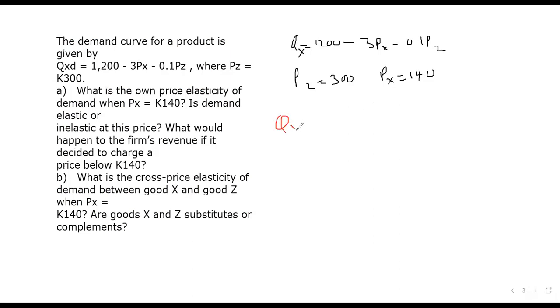You substitute the figures in the equation. Correct, to find the quantity first of all. All right. So here we're going to have 1,200 minus what? What is 140 times 3? 420. And minus what? 30. To start with, what is the relationship between good X and good Y, even by looking?